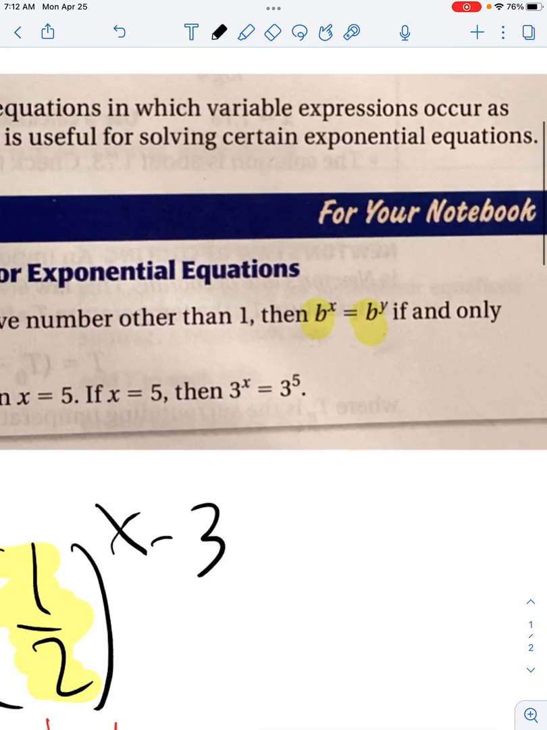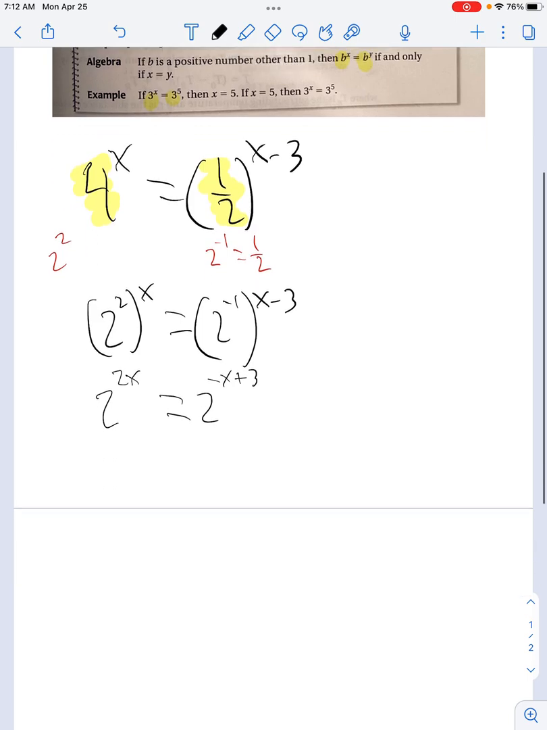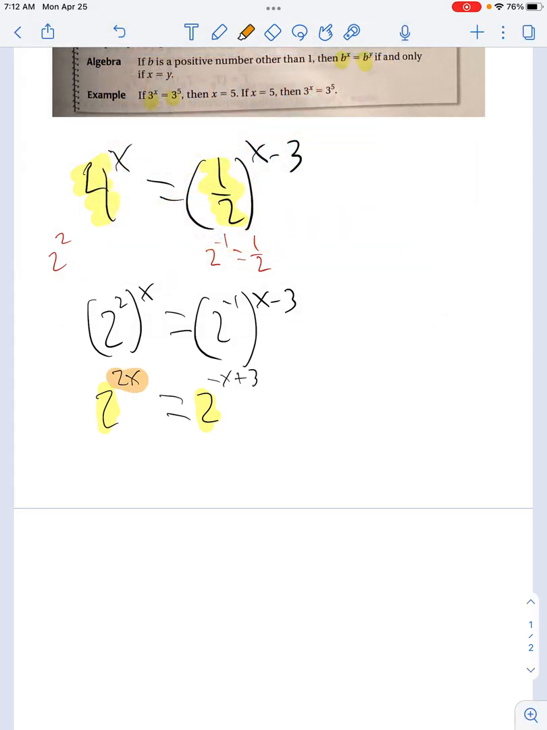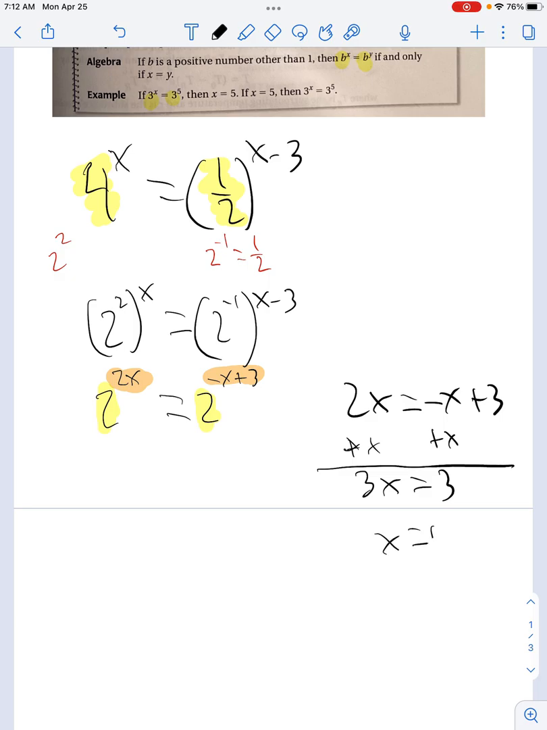Again, using this power right here, I say, hey, I have the same bases, which means if I want them to equal each other, my exponents are going to have to equal each other too. So I'm going to say 2x equals negative x plus 3. Add an x, 3x equals 3, therefore x equals 1.